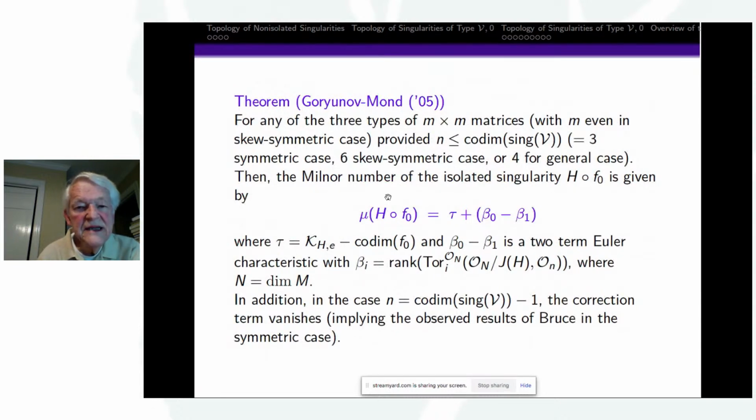And what happens is that in general, and here are the limitations on n in this case, because it's staying below this, there's a correction factor which has to be introduced for the Cage codimension, which is given in Victor and David's case by a homological invariant from a Tor sequence. And in the case that n is below this codimension, they show this vanishes, and that's why in the symmetric case, we have Bill Bruce's result coming true.